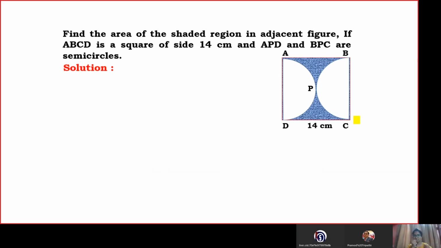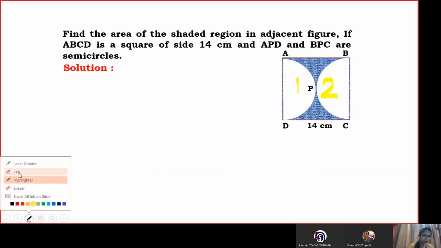So suppose in this question they are asking you to calculate the shaded area, the one shaded in blue. If you see carefully, from the area of the square, if I subtract circle 1 and circle 2, that is, from this area of the square, if I am able to subtract the area of these two semicircles, then will I end up with the area of the shaded region?